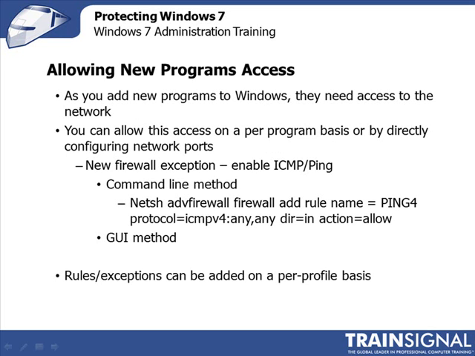I already mentioned that your Windows Firewall blocks anything that's not specifically exempted from being able to communicate to your computer. There are lots of different ways that you can allow new communication to take place through the Windows Firewall. As you add new programs to Windows, they're going to need access to the network. You can allow this access on a per program basis or by directly configuring network ports.